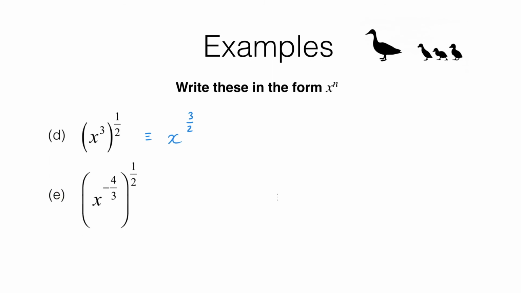For question E, we've got x to the power of negative 4/3, all raised to the power of a half, which we can write as x to the power of negative 4/3 multiplied by a half. Negative 4/3 times a half is negative 2/3. So our answer is x to the negative 2/3.